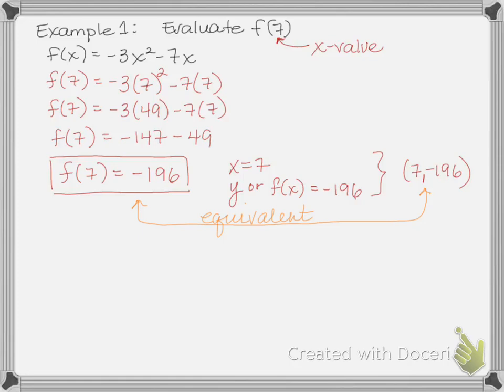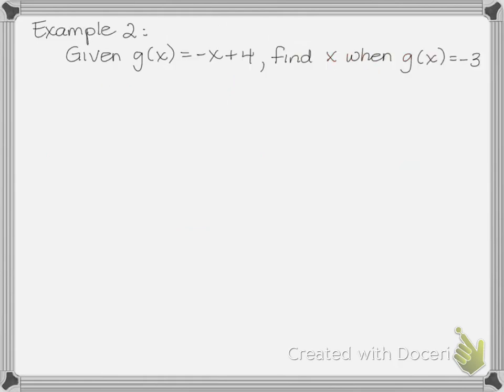Here, notice that the x value was given to you. Okay, so this here, the x value, this was given. What happens now if, instead of it being given to you, the y value is given to you? So that's what example 2 is going to look like. Example 2: given g of x equals negative x plus 4, find x when g of x equals negative 3.